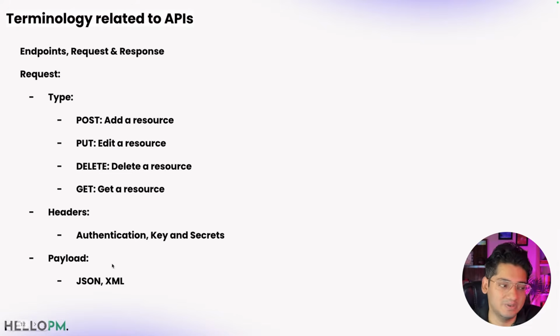And then we have a payload. Payload is the data that has been sent along with the request. It could be in the form of JSON or XML. In the initial session, I have already told you what JSON, or JavaScript Object Notation, is.